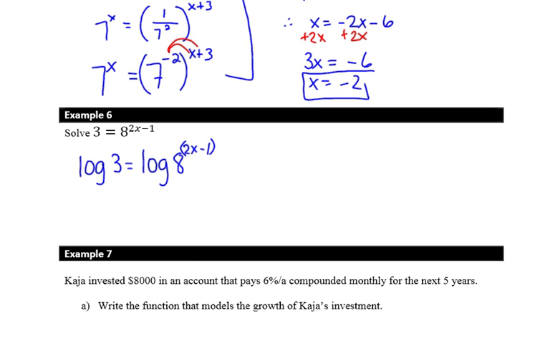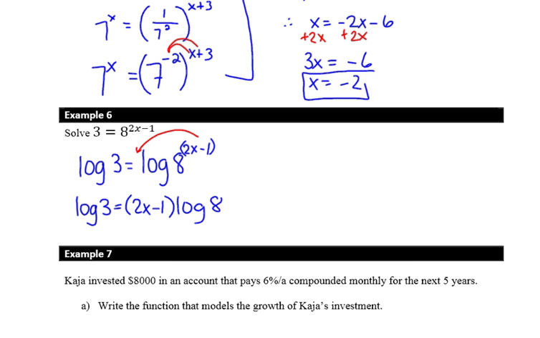We want to solve for x. Being in the exponent is not a good place, so we're going to use the power law to bring it down in the front. Remember, our exponent has to be in brackets if it's more than one thing. Very, very important.